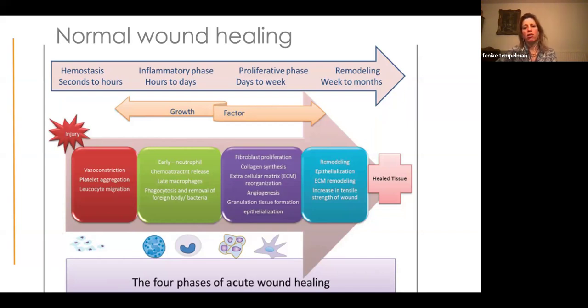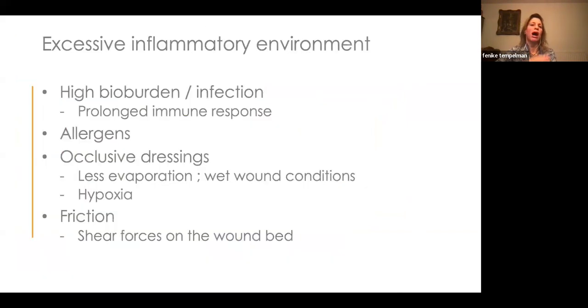However, if there is a lot of chemotaxis from fibroblasts as well as endothelial cells, if that goes too high, then we get the hypergranulation tissue. So when there is an excessive inflammatory environment, more fibroblasts, more endothelial cells will come in the wound and more granulation is formed. So it's like an overproduction.